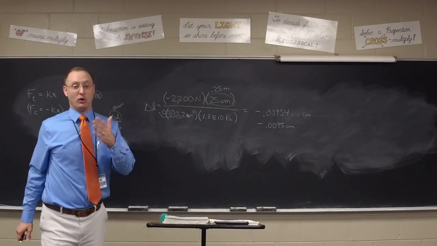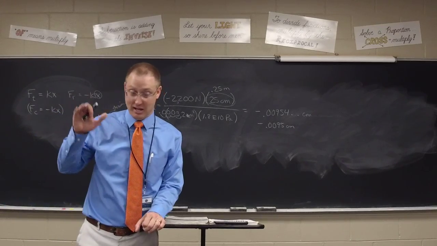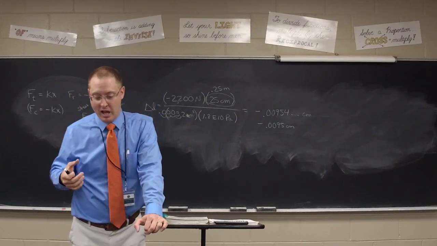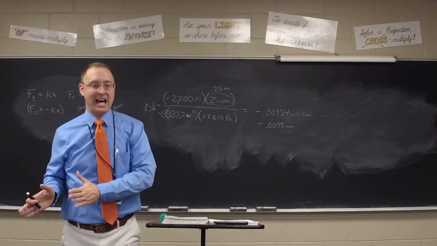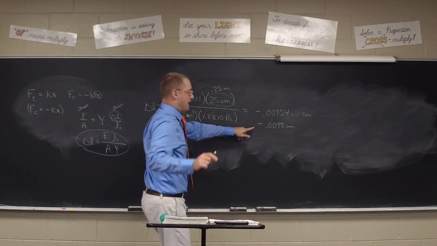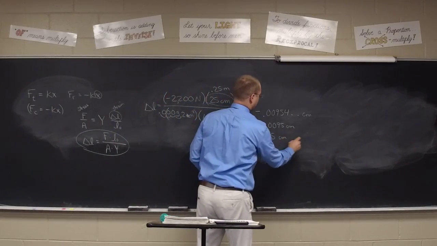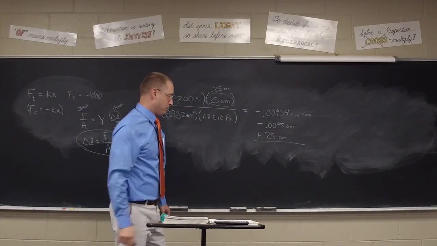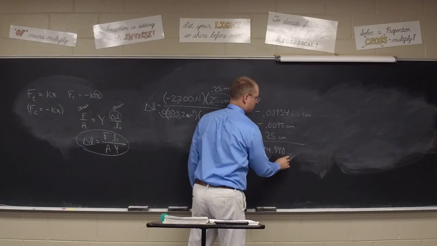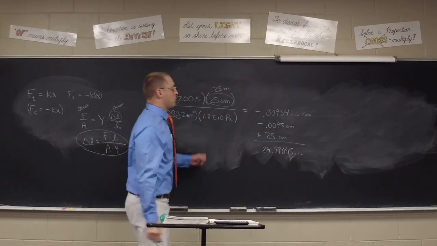But if Kendall shrunk, maybe she's 70 years old now, and apparently scientifically your body shrinks as you get older, then we would add her negative change to that, right? So we're going to add the negative 0.0095 you have on the calculator to the 25 centimeters it was originally, and now what's the length of the bone? 24.99045. Okay, good enough.